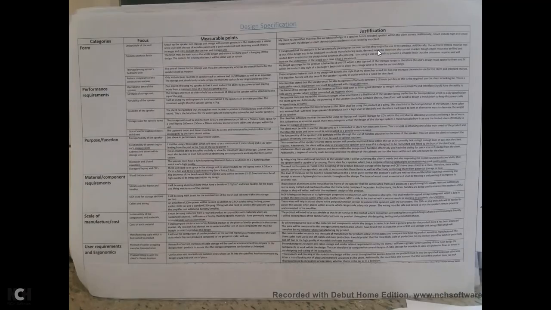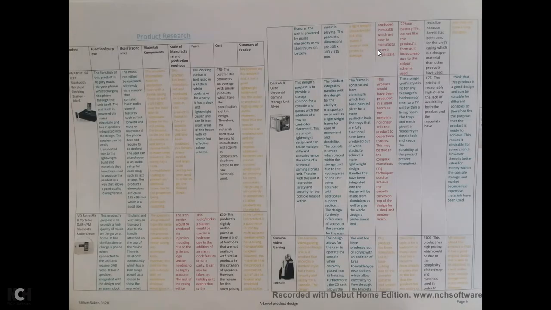The design specification I'm going to come to in a short while, because that one should come at the end. So this is where we're working towards. So ignore that. And then you've got your product research where you're talking about product analysis. These ones are just off the internet. We've got the function, ergonomics, materials, scale of manufacturing, form, cost, and the summary of it.